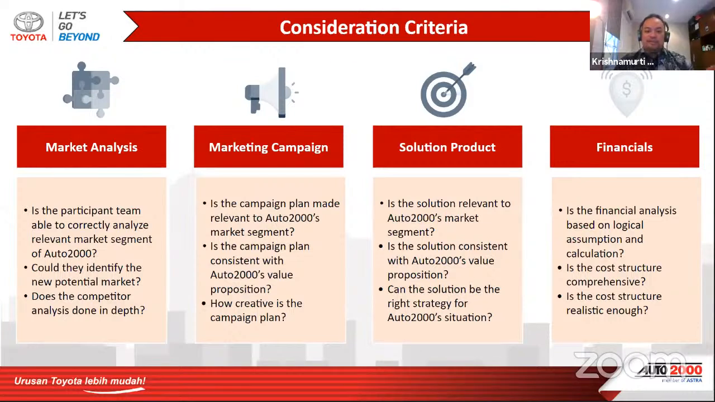Can the solution be the right strategy for Auto 2000 situation? Now, we presented the situation prior to the pandemic, right? We know the e-commerce has been growing.